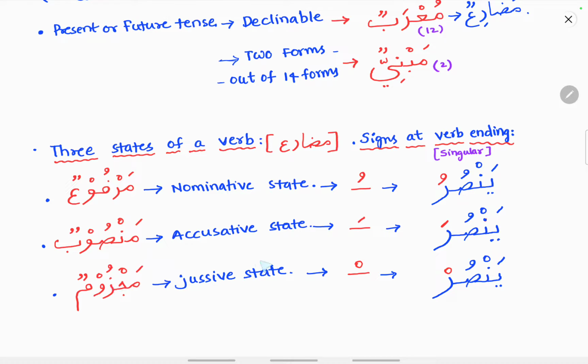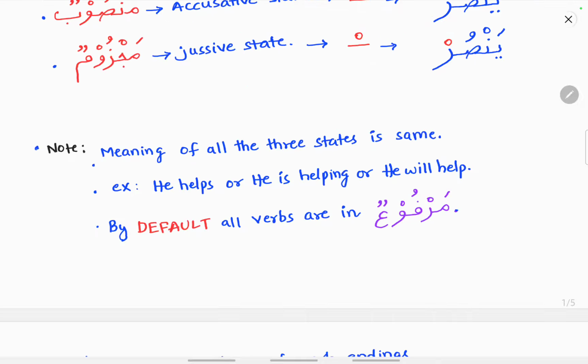In the majzoom state, that is the jussive state, it will show a sukun, that is yansur. On the ra it shows a sukun. So in the marfu state it shows dhamma, in the mansub state it shows fatha, and in the majzoom state it shows sukun. The meaning of all three states is the same, that is yansuru, yansura, yansur. That means he helps or he is helping or he will help.